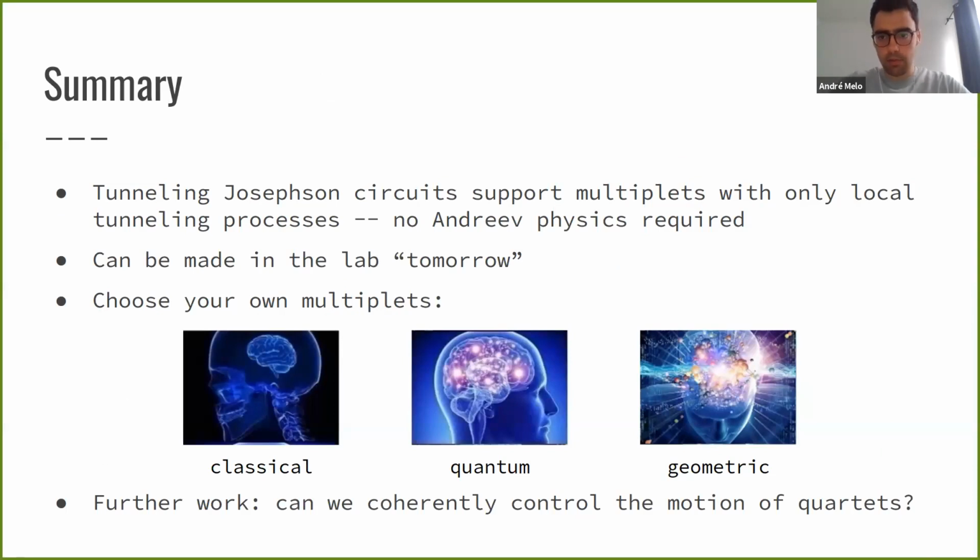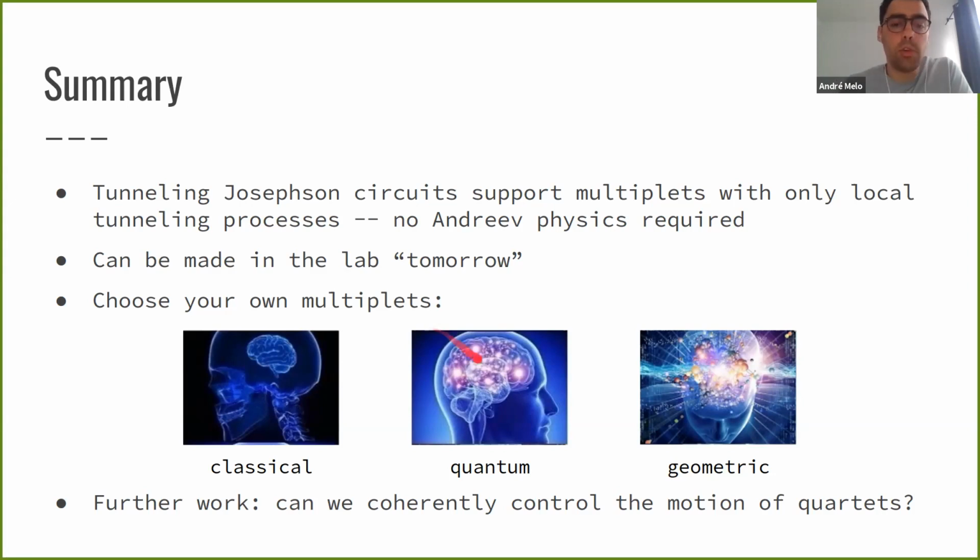I just want to summarize and give you take-home messages. So what we show in this work is that tunneling Josephson circuits also support multiplet supercurrent, but without any Andreev physics. So actually only through collective excitations of these electronic modes. The neat thing about using these circuits is that they're very standard nowadays. So you could make these things in the lab tomorrow, in the sense that there's nothing esoteric about these circuits. They're very standard building blocks of cQED.